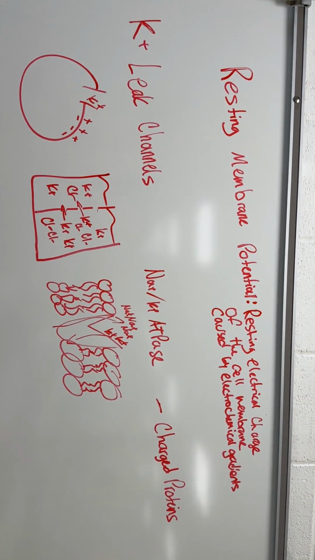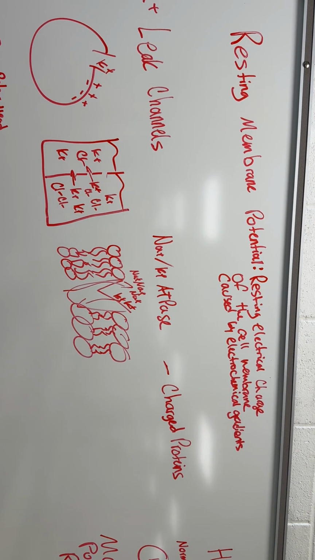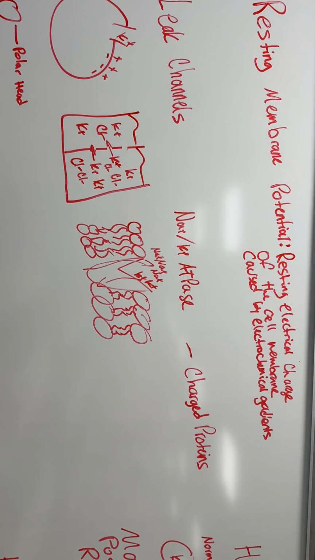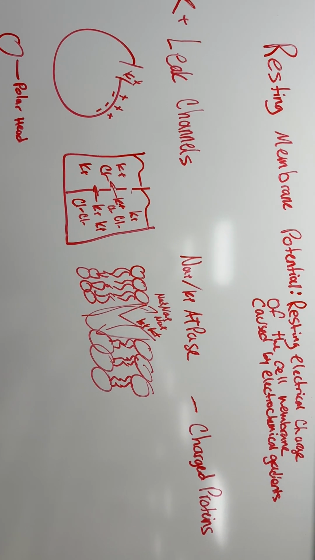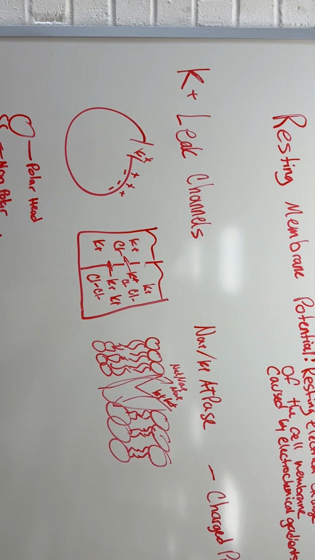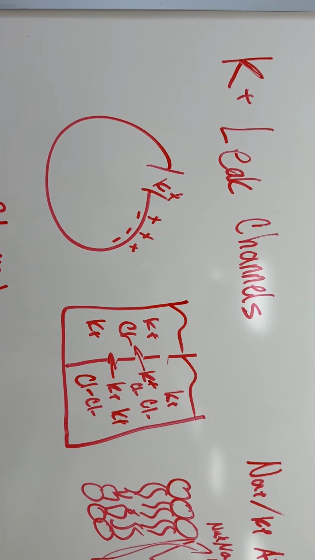So the resting membrane potential is the resting electrical charge of the cell membrane, and this is caused by electrochemical gradients in the cell. So there's three main contributors to the RMP. Number one is potassium leak channels.